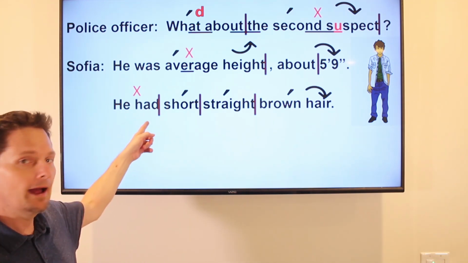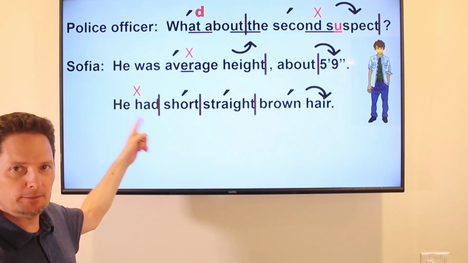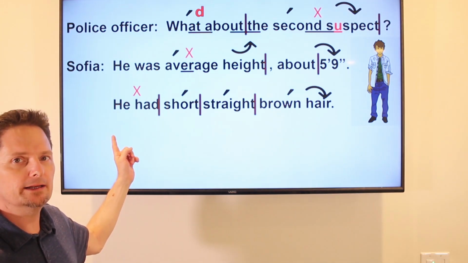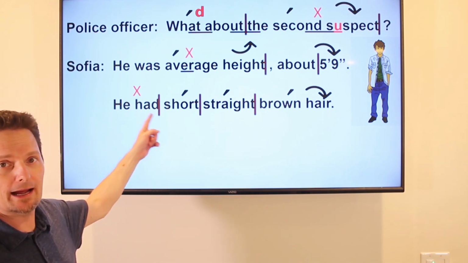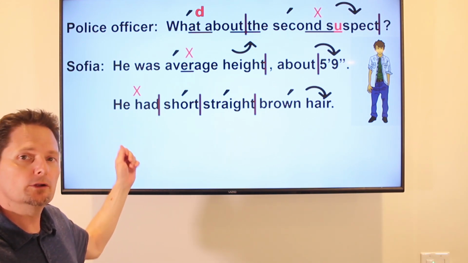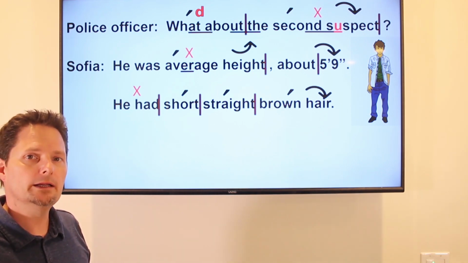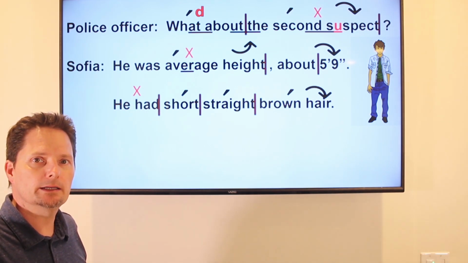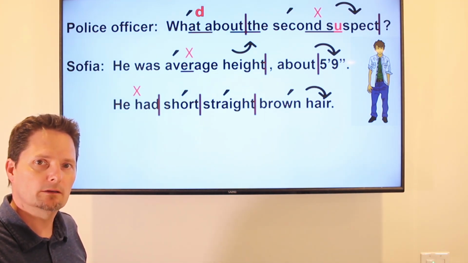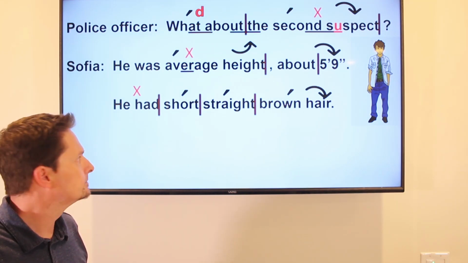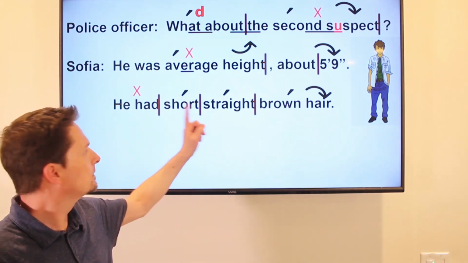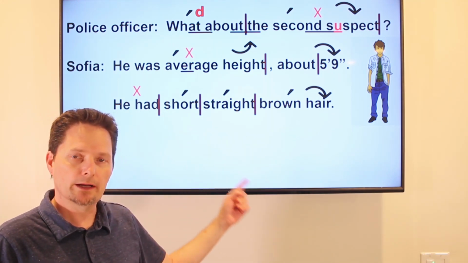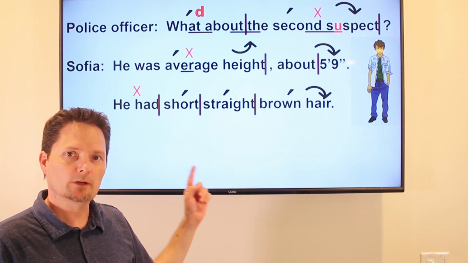Pronunciation changes? Had. Stop D. He had. Not had, but had. Stop the air with a D. Also, he had. You can pronounce it he had or he had. You don't hear the H. He had short, straight, brown hair. Stop T, short. Stop T, straight. He had short, straight, brown hair.